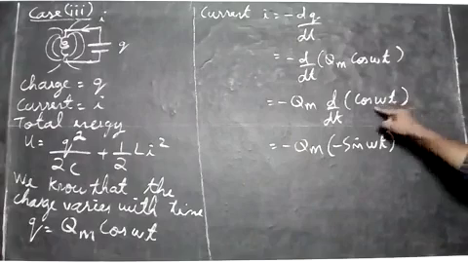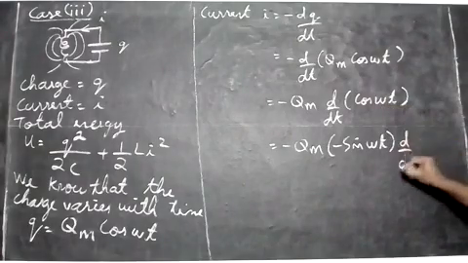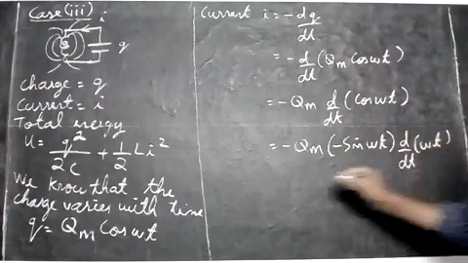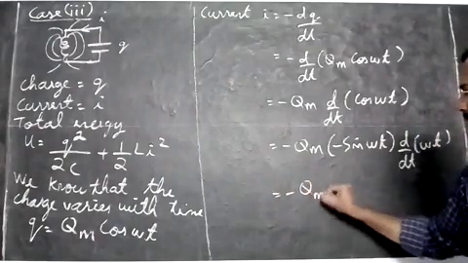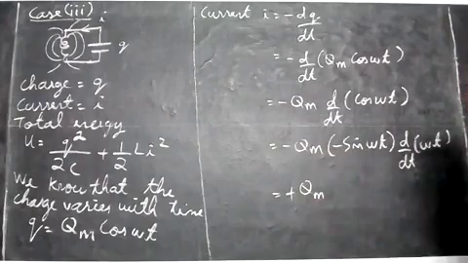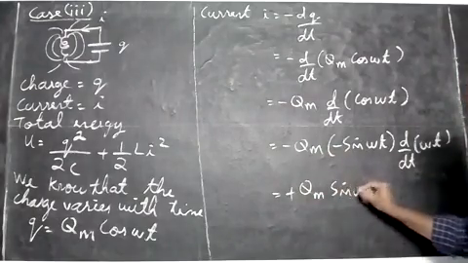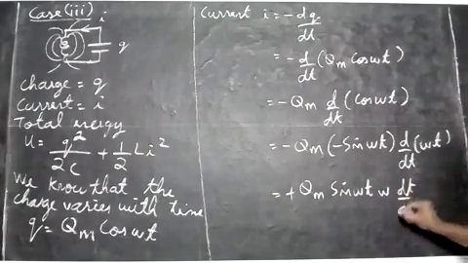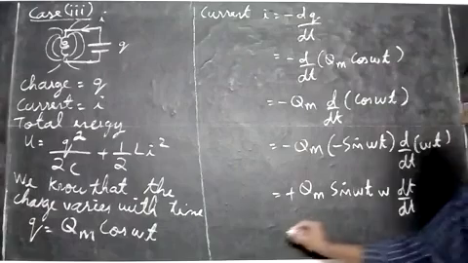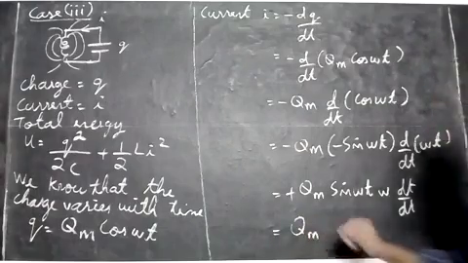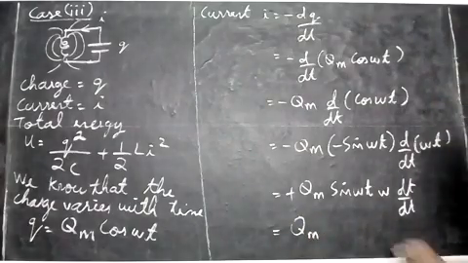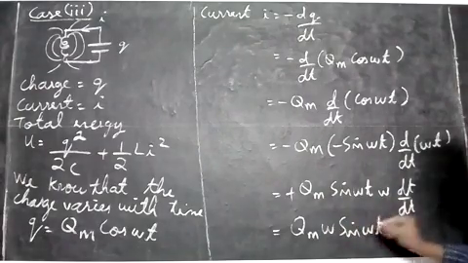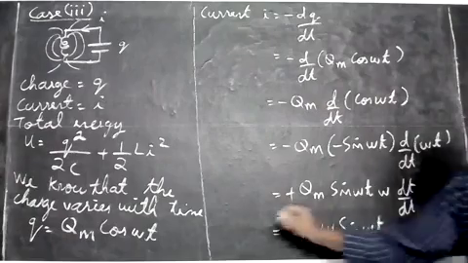And then you must differentiate this omega t also. So you get d by dt of omega t. Again omega is constant, so take it out. So you get minus Qm, and minus into minus becomes plus, so we can write plus Qm sin omega t, and then take omega out, omega into dt by dt. We know dt by dt is 1. So what you get here is plus Qm omega sin omega t. This side we get I.